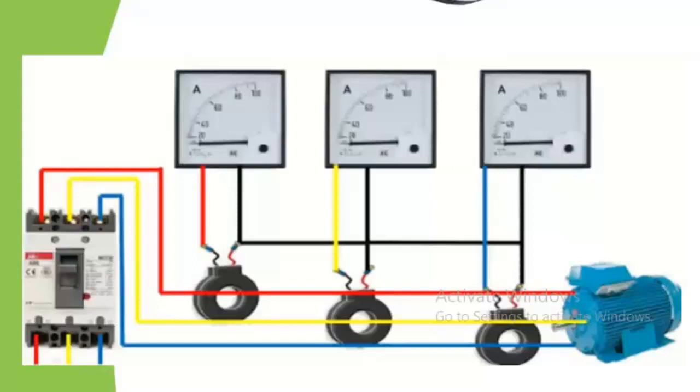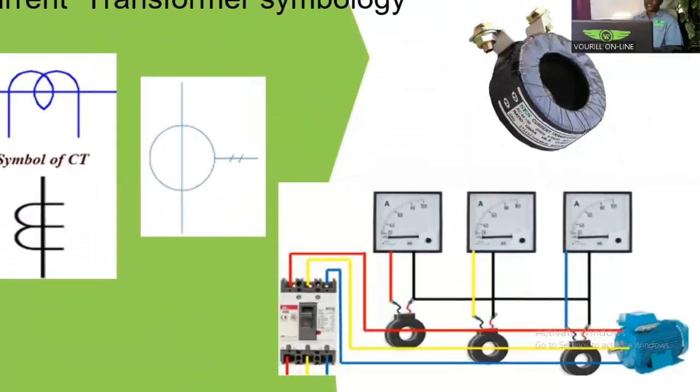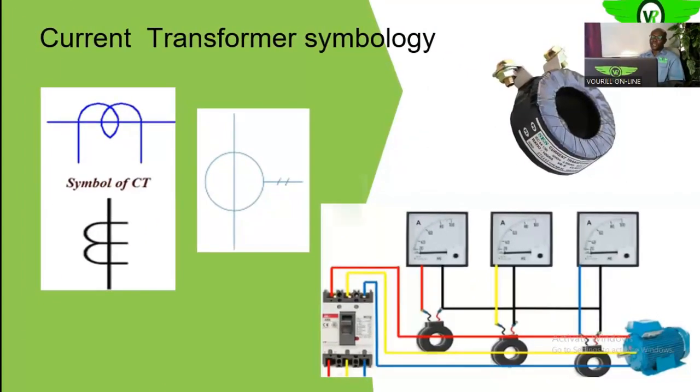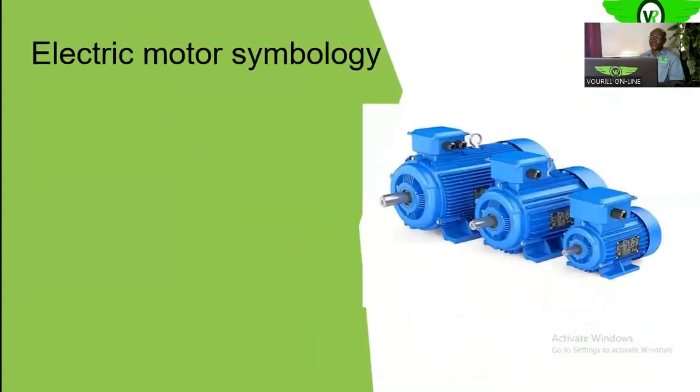So you see, we have 3 current transformers and 3 meters, a combination of each, looking at each line, telling us the loading on each line. Okay, so that is how you see them in most of the electrical diagrams that you come across.